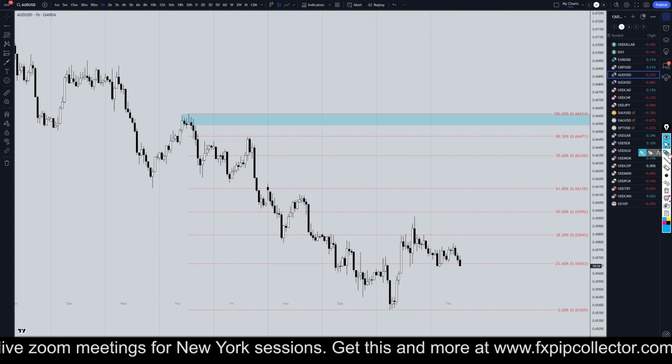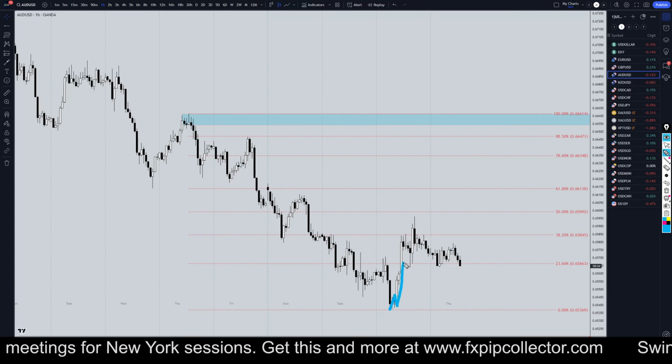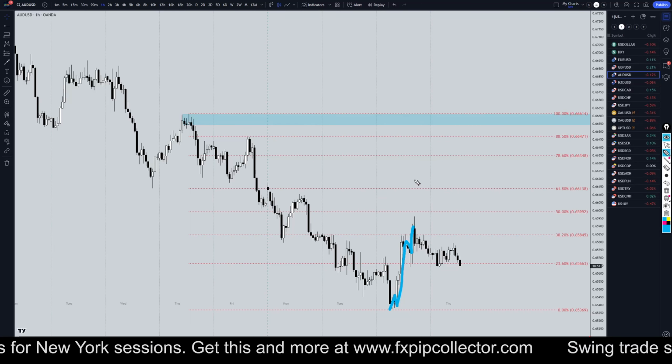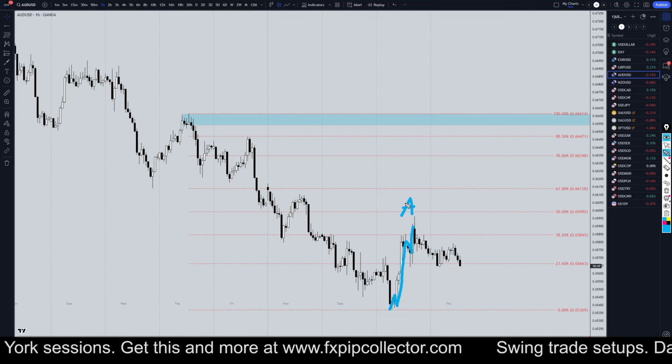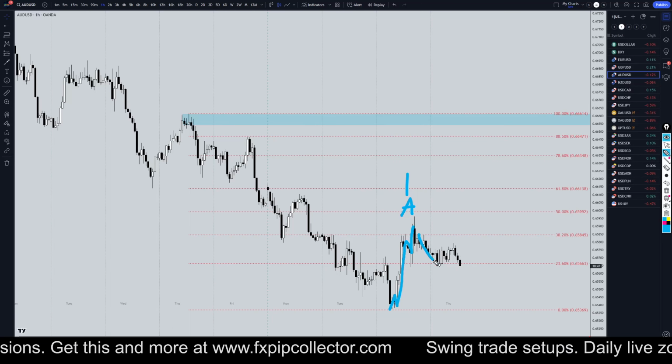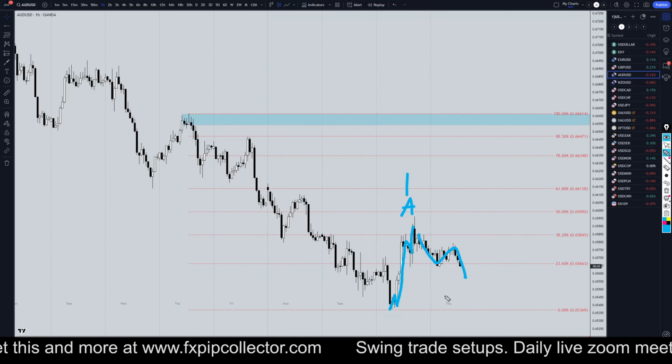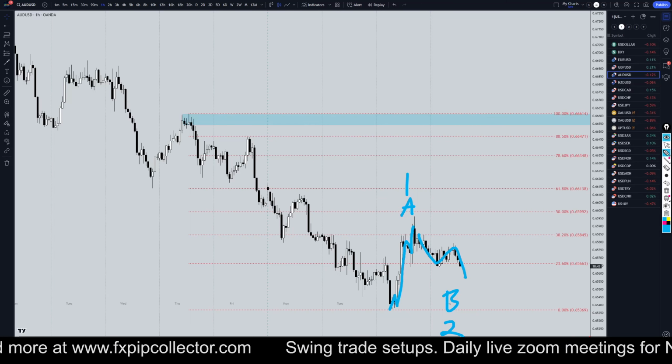On the 1 hour time frame, we definitely had a very nice impulsive move up, and I do think there is a nice little 5-wave pattern right there, which means it's likely either an A or a 1. This move down that we're currently seeing is probably a crutch into this move up, which is likely either a wave B or a wave 2.